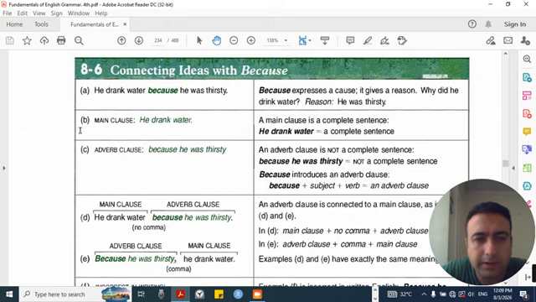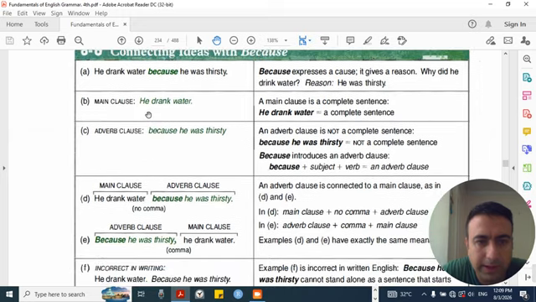8.6. Connecting ideas with because. A. He drank water because he was thirsty. Because expresses a cause. It gives a reason. Why did he drink water? Reason: he was thirsty. B. Main clause. He drank water. A main clause is a complete sentence. He drank water, a complete sentence.